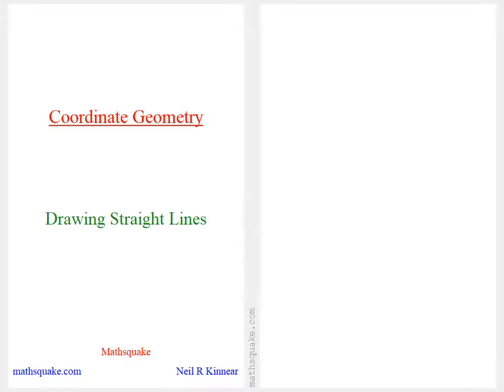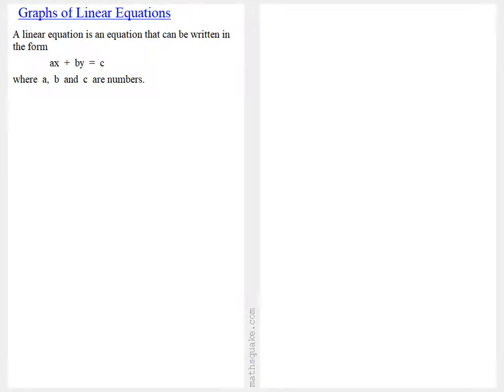Coordinate geometry, drawing straight lines. Graphs of linear equations. A linear equation is an equation that can be written in the form ax plus by equals c, where a, b and c are numbers, and a and b cannot both be 0.